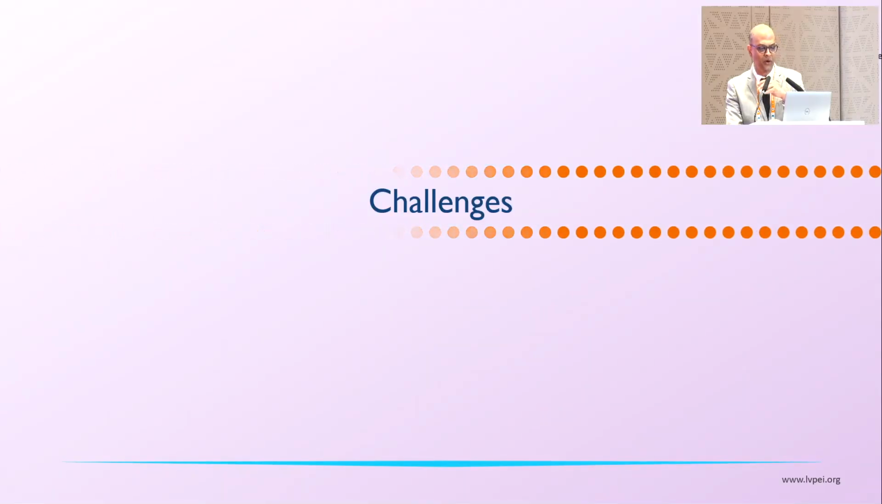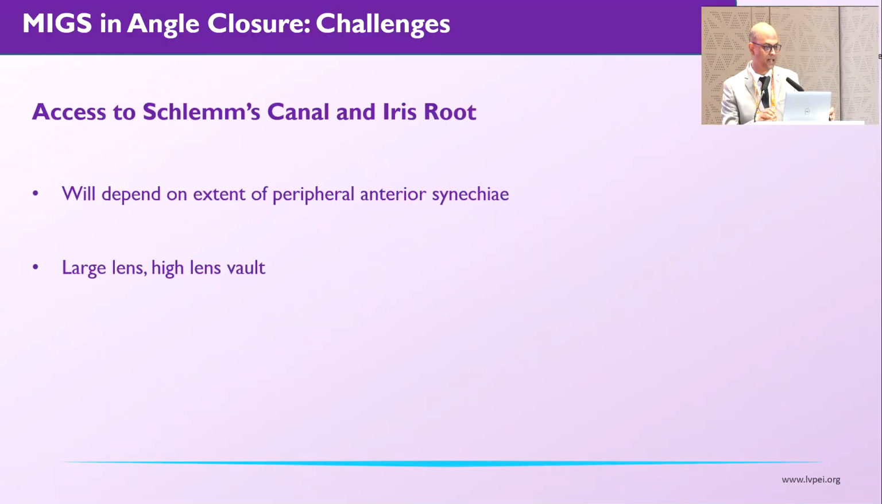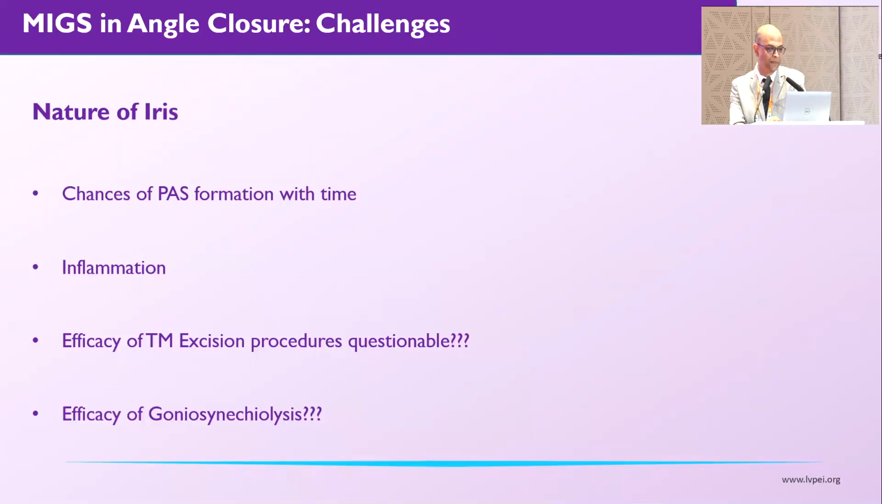Now, when we talk of this topic, why do we think there is a challenge especially related to MIGS? First thing is whether you have access to the Schlemm's canal and whether the iris root is visible or not. That will depend on the extent of the peripheral anterior synechiae, how large the lens is, how the lens vault is, and whether you are taking out the lens before you perform the MIGS or not.